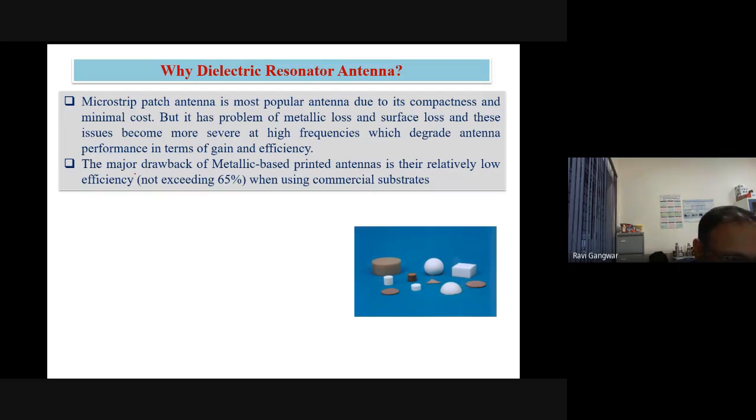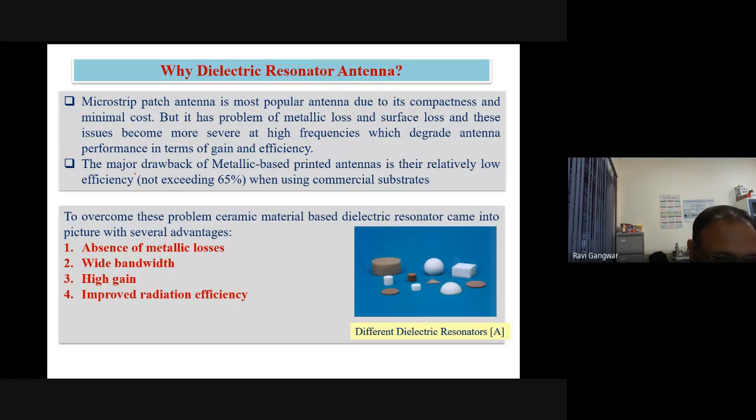Due to this problem, we focus on another kind of antenna, those fabricated from ceramic materials, which are known as dielectric resonators. And these dielectric resonators work as a radiator or antenna. That's why the name comes, dielectric resonator antenna. So first, what is a dielectric resonator? A dielectric resonator is basically a piece of ceramic or dielectric material.